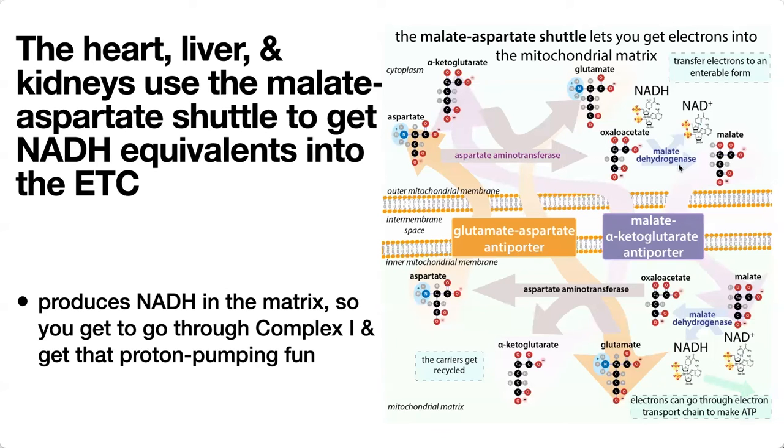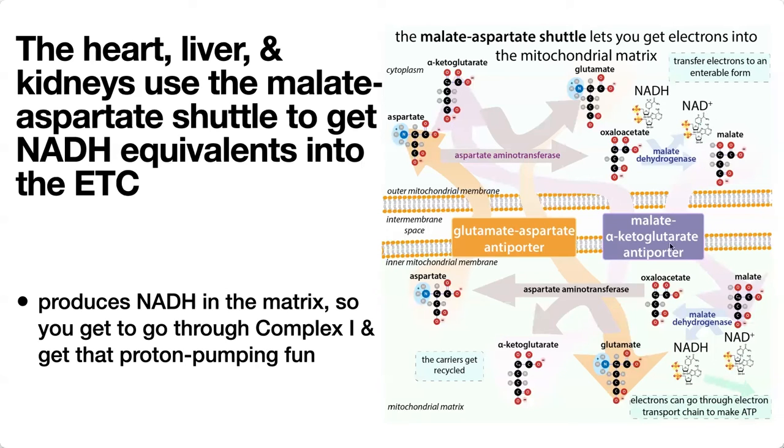Because in this case, we're actually transporting molecules through the membrane, not just transporting electrons. We're going to sneak the electrons from NADH into the matrix. So we're going to take oxaloacetate and reduce it to form malate. In the process, we're oxidizing our NADH to regenerate our NAD+ and get rid of that NADH.